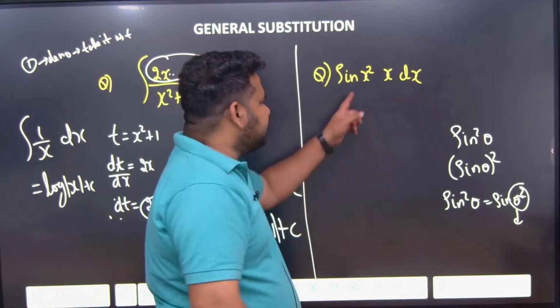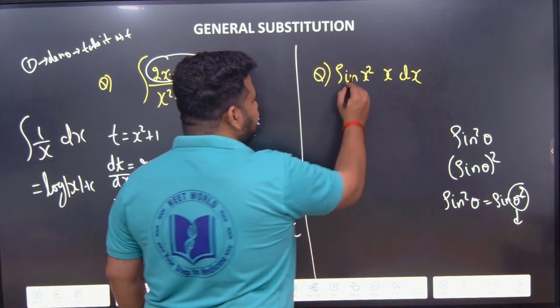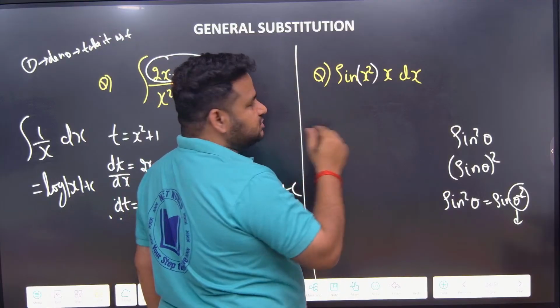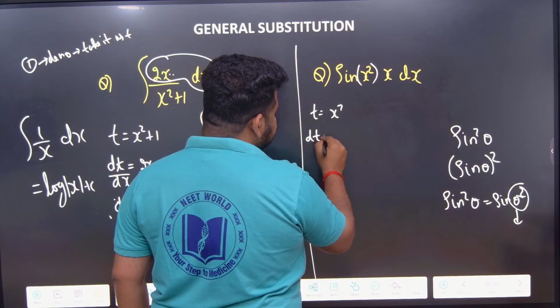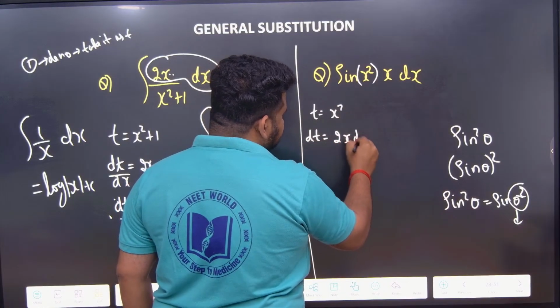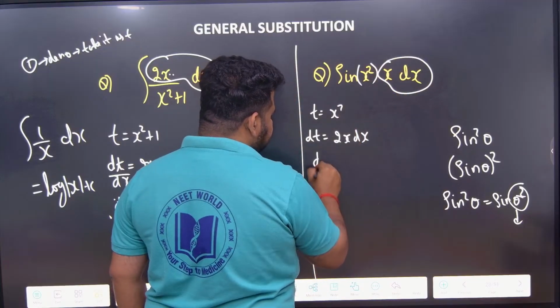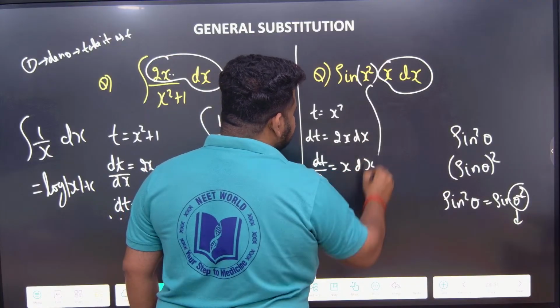If I differentiate x square, I will get 2x. Here I am having x dx. So I will take x square as t. So t is equal to x square. Differentiate both the sides. dt is equal to 2x dx. But I want only the x dx value. So dt by 2 is equal to x dx.